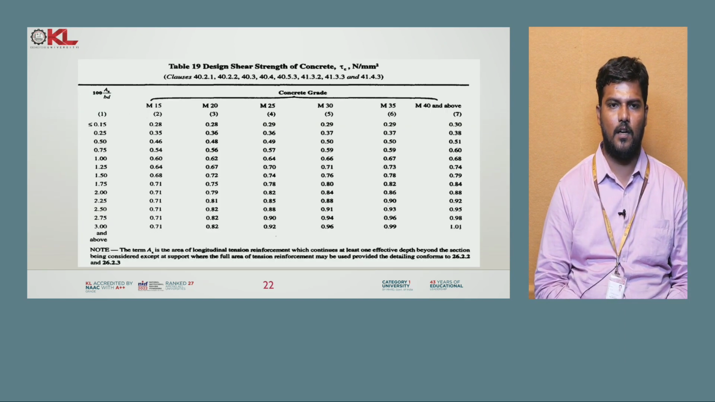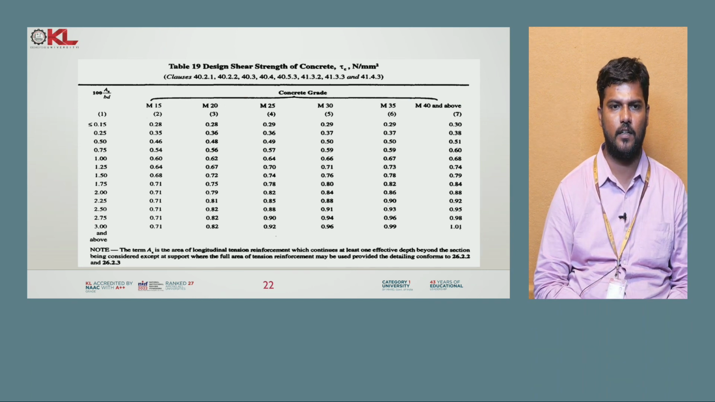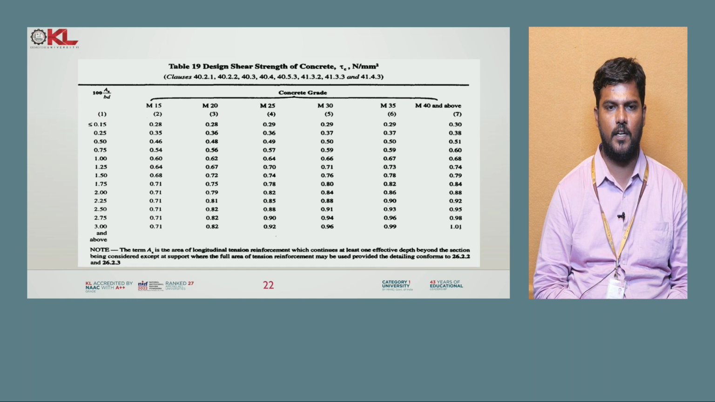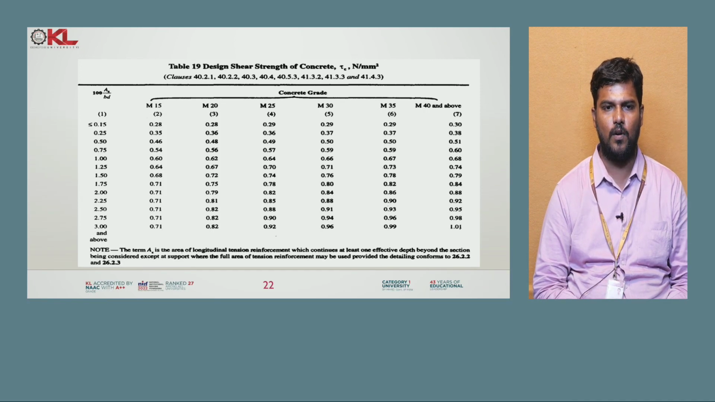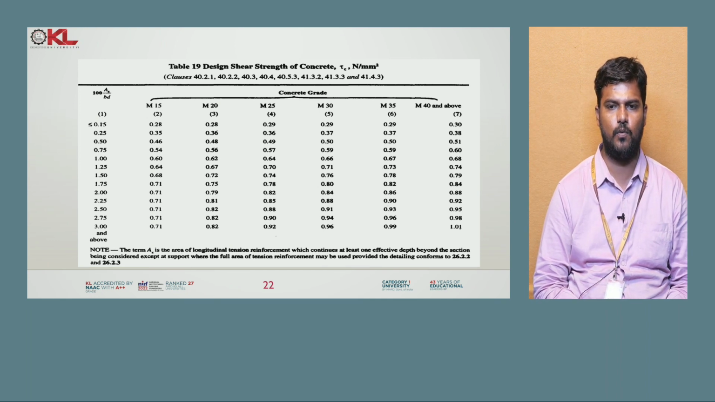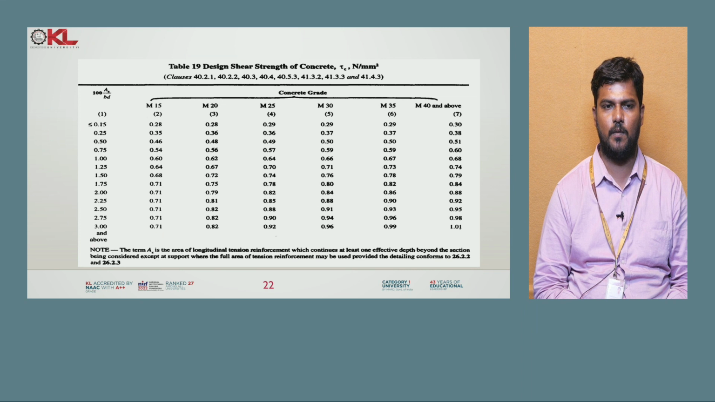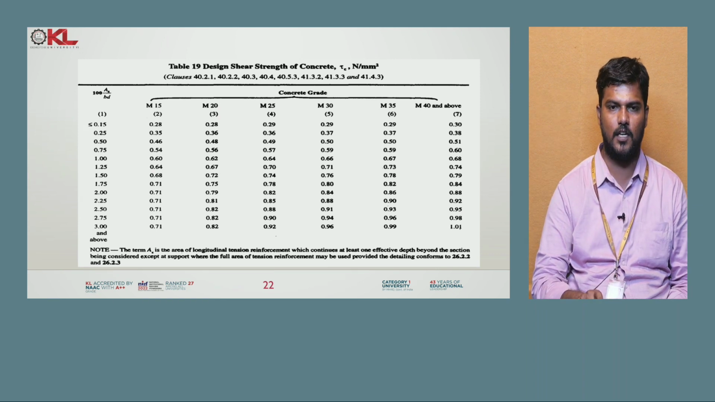And coming to, as per IS 456, the design shear stress considerations, tau c for concrete, ranging from M15, M20, M25, M30, M35, M40 and above. So it is nothing but the 100 As by bd ratio. It should be less than 0.15 to 3 and above. So the tau c values we can take range from 0.28 to 1.01, depending upon the 100 As by bd value as well as the grade of concrete. It will vary for individual designs.